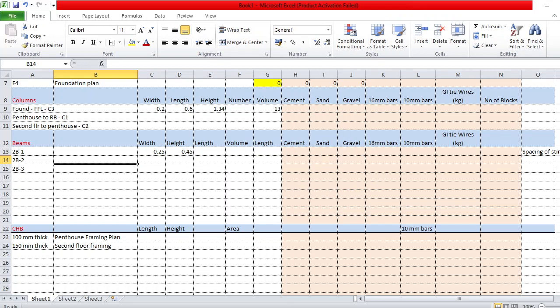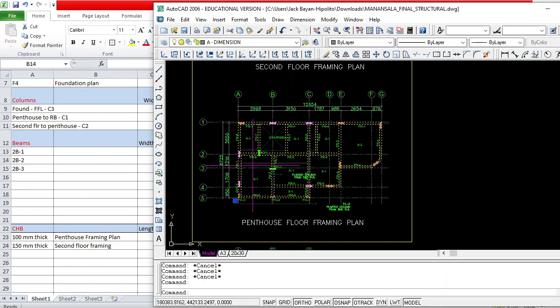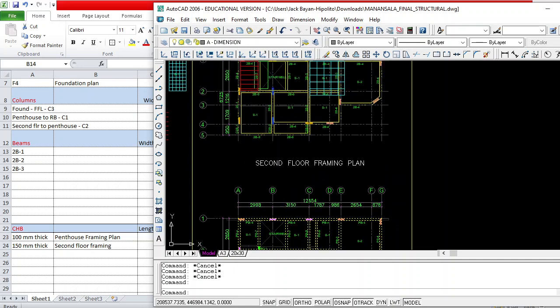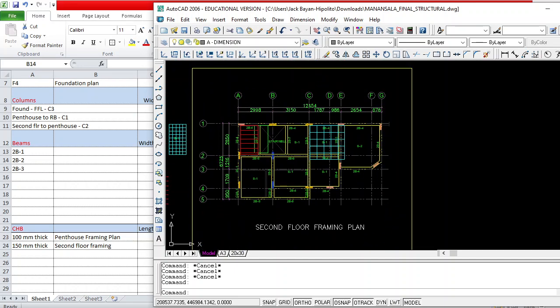And then, for your second floor framing plan, you will be using 150 millimeter bars.